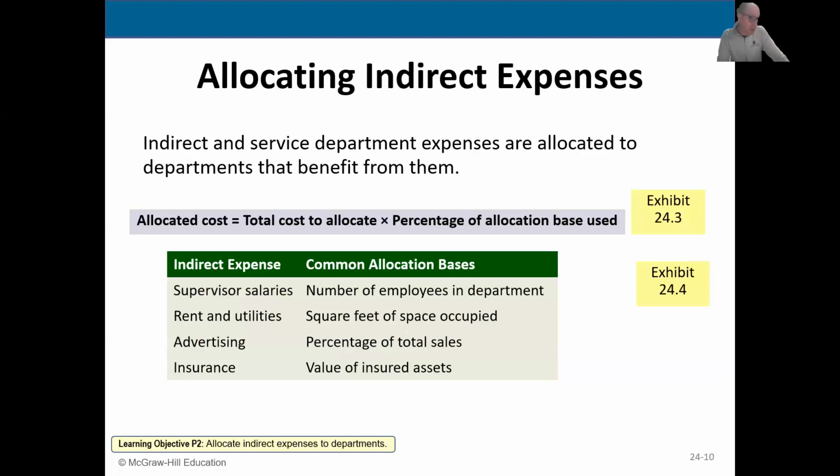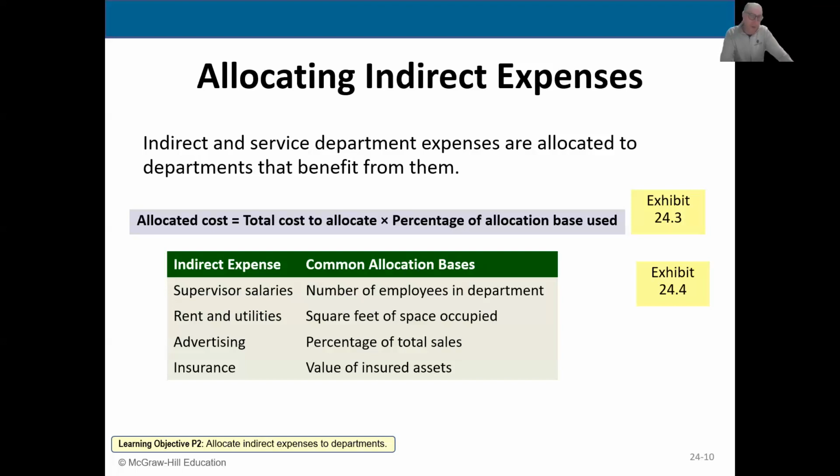You can also express it as a percentage. 100% square foot divided by the percentage of the jewelry department. Find the square foot percentage of the jewelry department, multiply that by the total cost. That gives you the cost of the rent and utilities for the jewelry department.